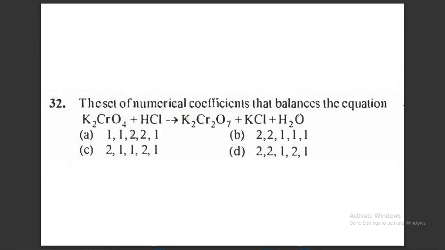The set of numerical coefficients that balances the equation potassium chromate plus HCl gives potassium dichromate plus KCl plus water. So the coefficients are, respectively, you have to balance this and answer the question. You can write it with 2. Balancing is important for this question. So now you have 2 hydrogen here. Potassium, there is an increment by 2. So the answer for question number 32 would be 2, 2, 1, 2, 1. D is the answer to question number 32.